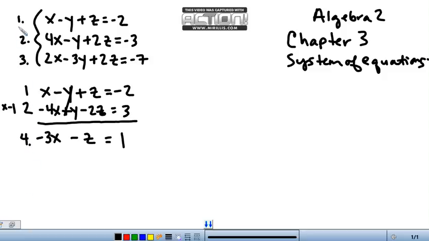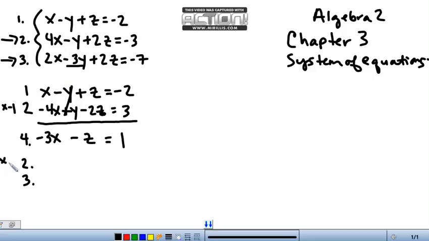So I've used equation 1 and 2. Now I have to use equation 3, and I have to stick with the same variable, so I cancel the y's. I'm going to choose equation 2, so 2 and 3. This is a negative 3, and I need it to be a positive 3, so I'm going to multiply equation 2 by negative 3 to make this a positive 3 coefficient.